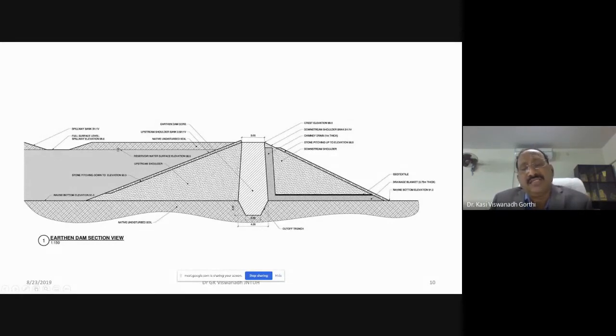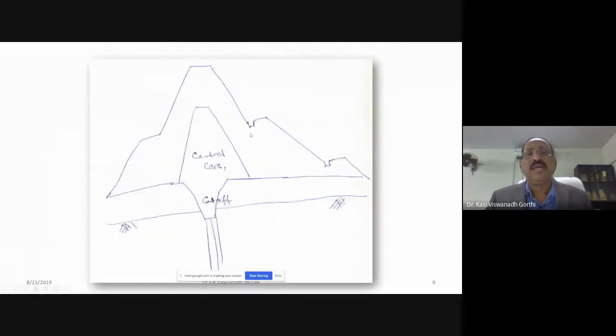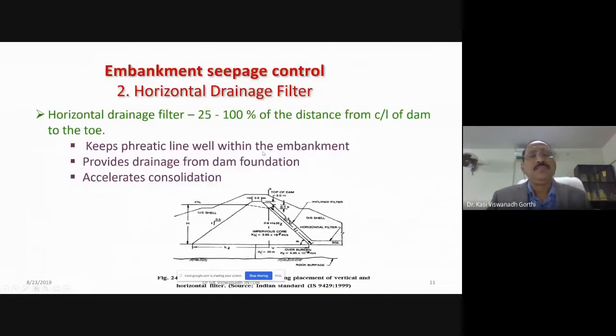As the head of water is increasing from the top to the bottom, you need to provide higher thickness. Similarly, this is the top water level. Usually, the core must be provided at least 1 meter above the top water level. The height of the core must be 1 meter above the maximum water level. So this is the general impervious core which is provided to control the seepage through the body of the dam.